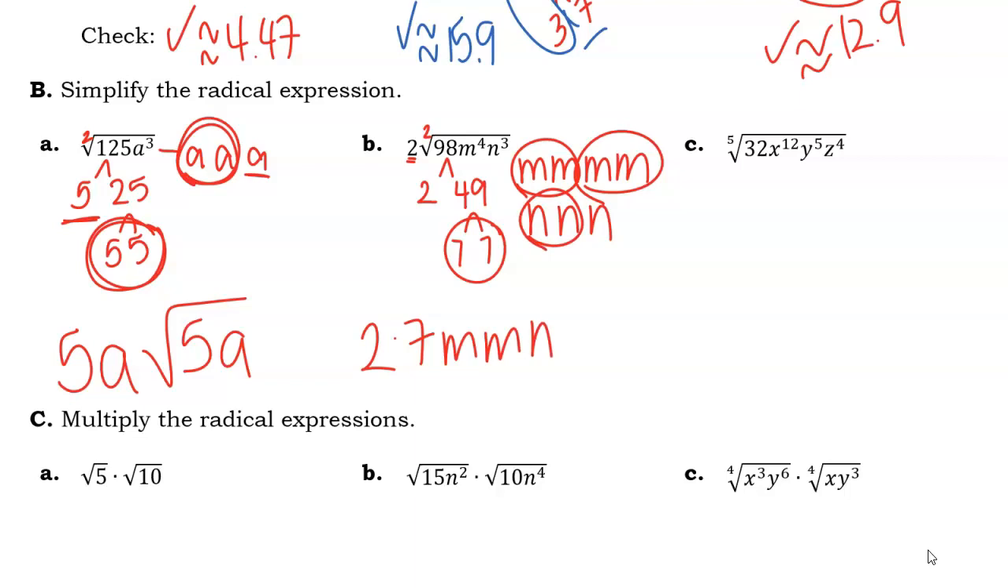Then I'm going to look at what I have left over. I have a 2 left over and I have an n left over. Once we have everything pulled out, we're going to multiply everything together for our final answer. So 2 times 7 gives me 14. m times m gives me m squared. n is just n. 14m squared root 2n is my final answer.